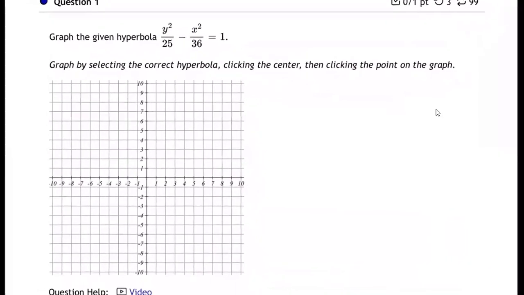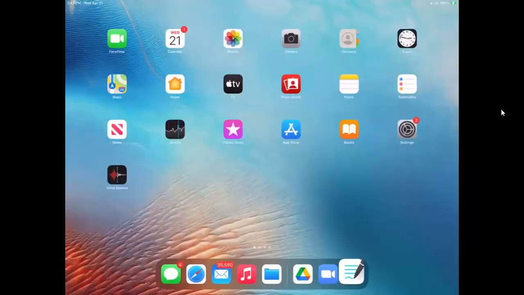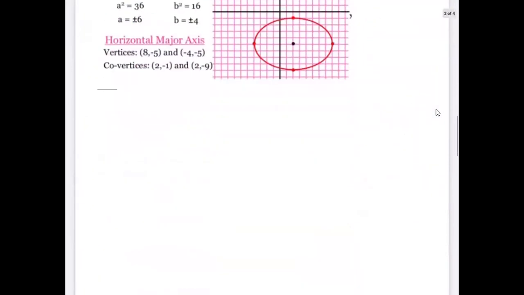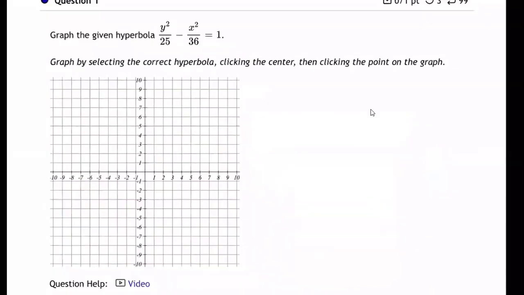Okay, so they've given us this equation here, and it looks a lot like the ellipse equations we've been dealing with, but it says it's a hyperbola. So let me go to the notes with you. Let me grab the notes. There it is. Bring that over for us.